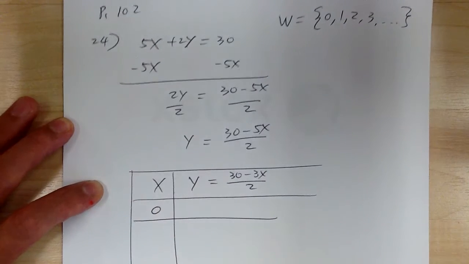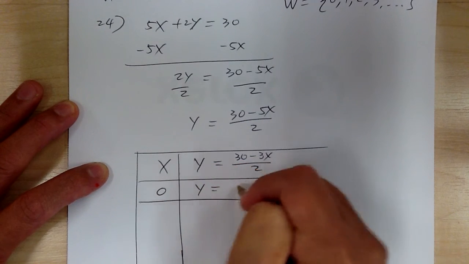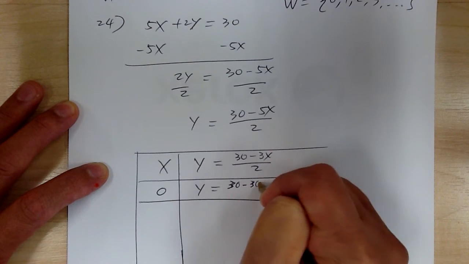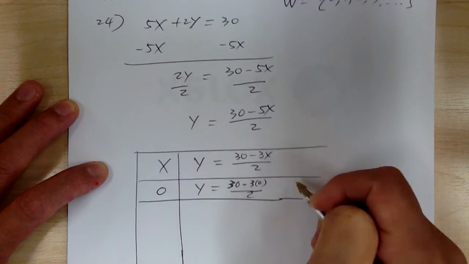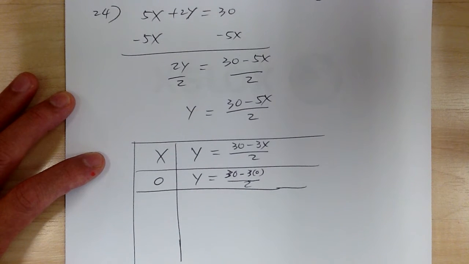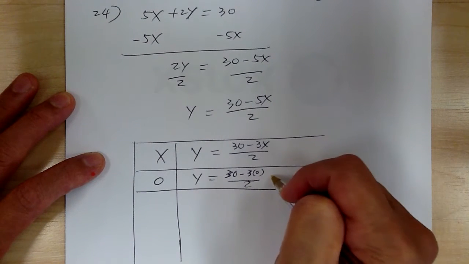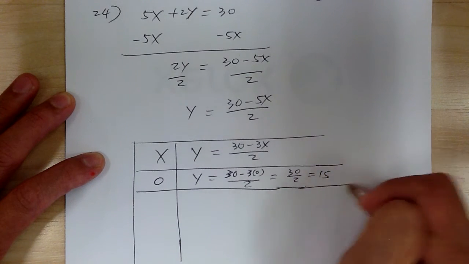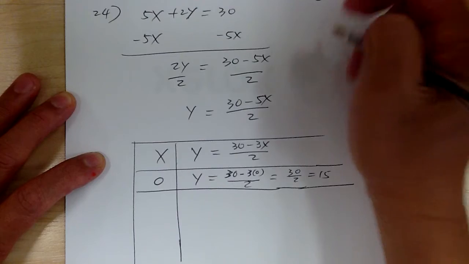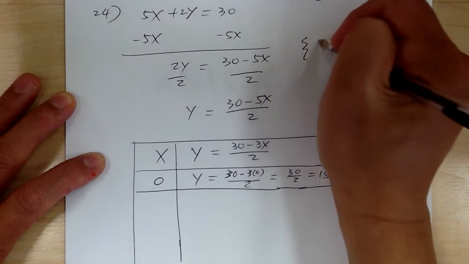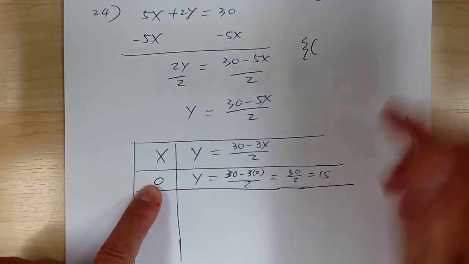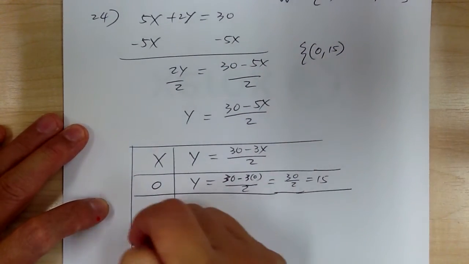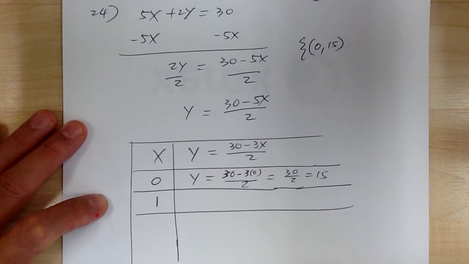So when x equal to 0, I'm going to have y equal to 30 minus 5 times 0 over 2. This is one of the few instances that you want to go sideways. So this is equal to 30 over 2, equal to 15. That's your first answer. So the first possibility is (0, 15). The next number I'm going to try is 1.